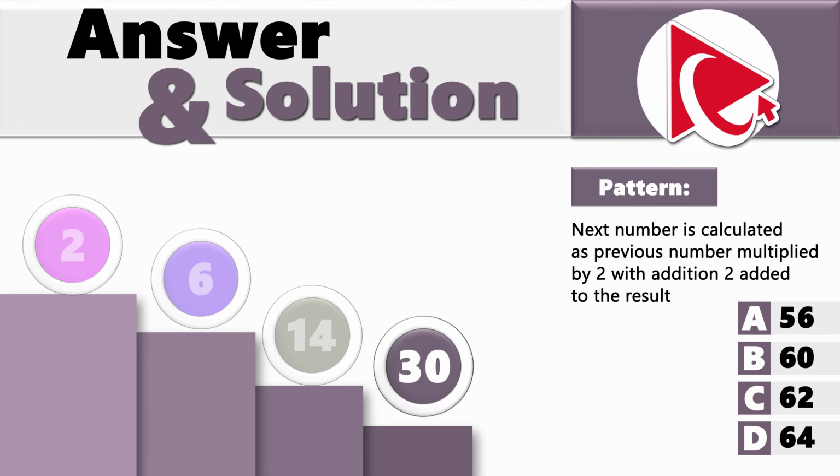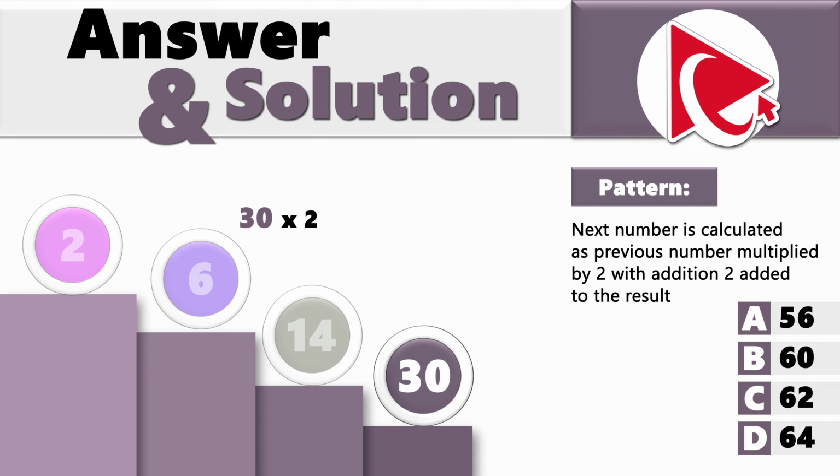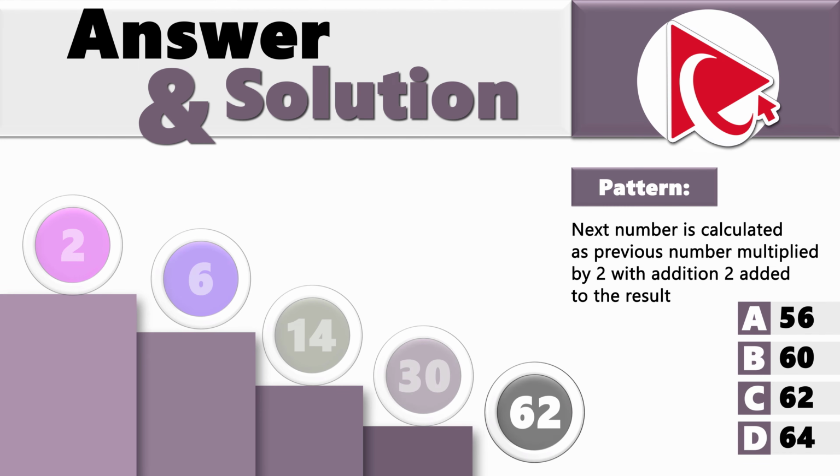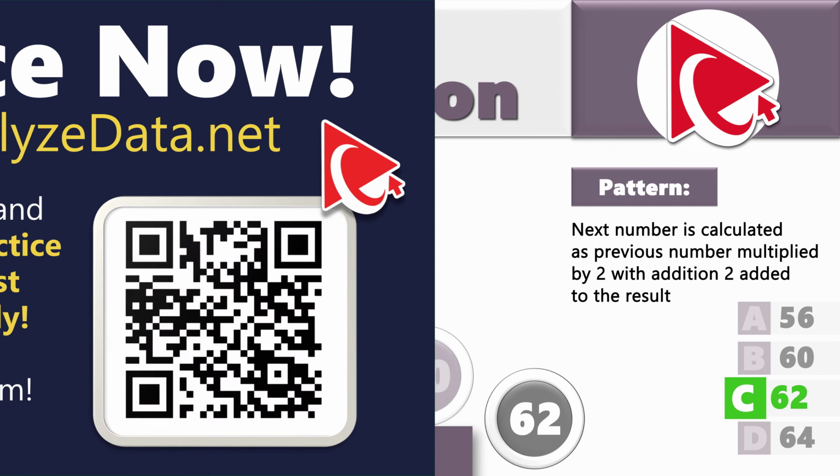To calculate the missing value, you need to multiply 30 by 2 and add 2, which would be 60 plus 2, and equals 62. So the correct answer here is choice C, 62.